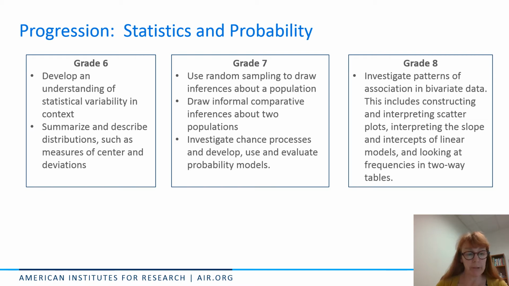Students will use probability models, such as lists, tables, tree diagrams, and simulations, to determine probable outcomes for both single and compound events. In grade 8, students begin to incorporate their algebraic thinking with statistical analysis as they examine patterns. They'll look at bivariate data, and this will include things such as constructing and interpreting scatter plots, interpreting the slope and intercepts of linear models, and looking at frequencies in a two-way table.